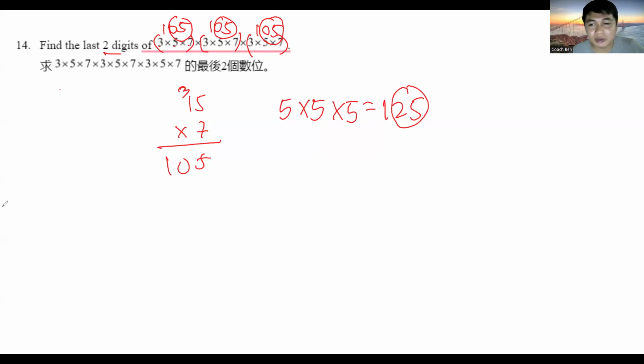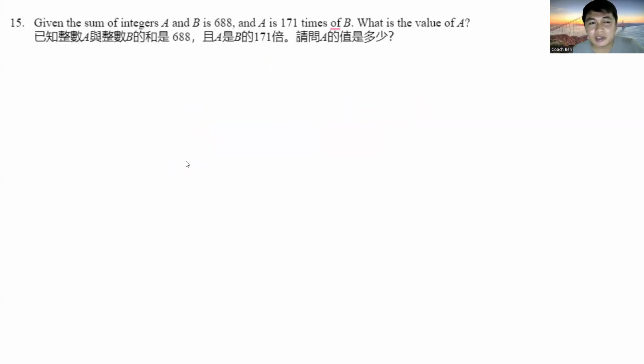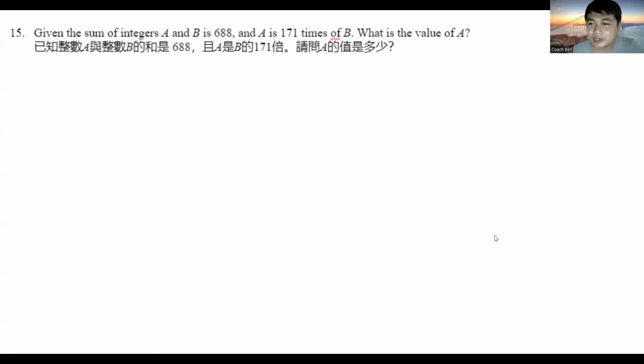Okay, let's move on to number 15. Given the sum of integers A and B is 688 and A is 171 times of B, what is the value of A? Okay, I see Kitia is raising her hand. Kitia, do you want to answer? Yes.